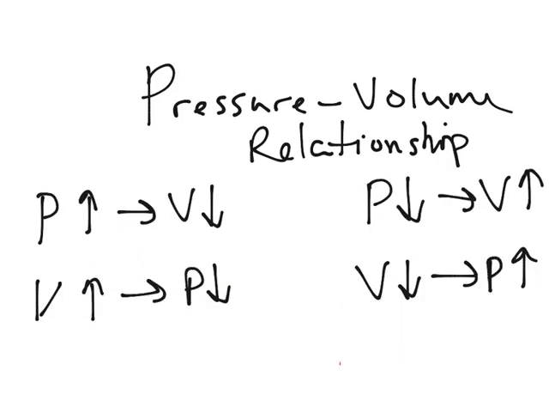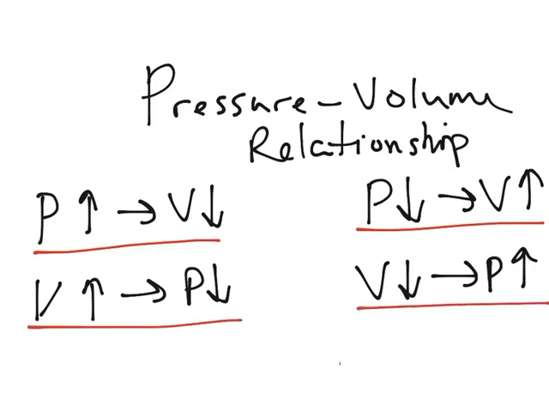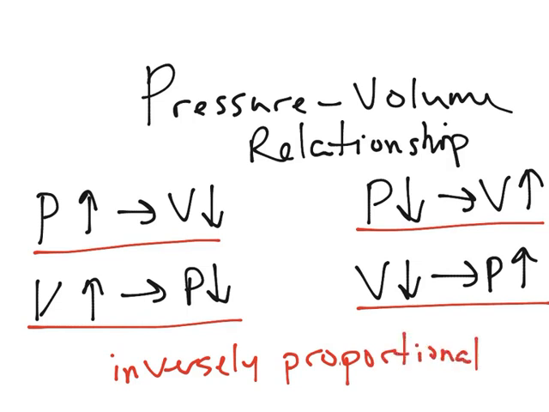So really what we've just described is a situation where when pressure goes up, volume goes down. If pressure goes down, volume goes up. If the volume goes up, the pressure must have gone down, and if the volume goes down, the pressure must have gone up. Now, this is assuming nothing else about this gas changes, but the pressure to volume relationship is inversely proportional. As one increases, the other is decreasing.